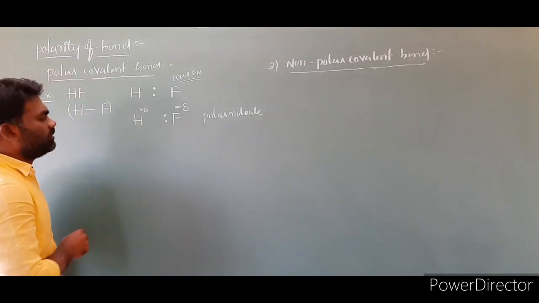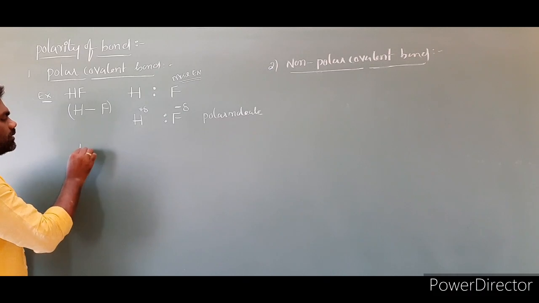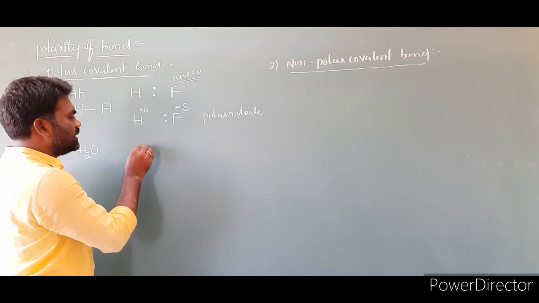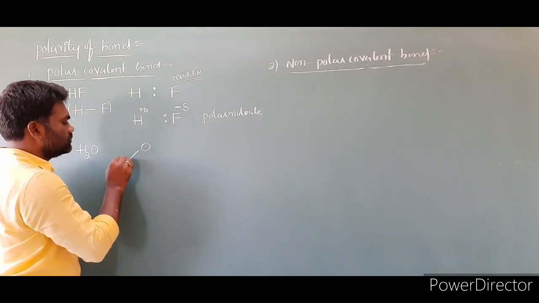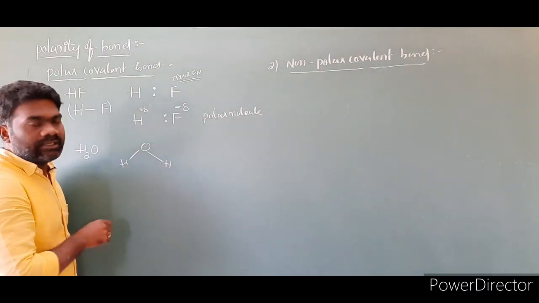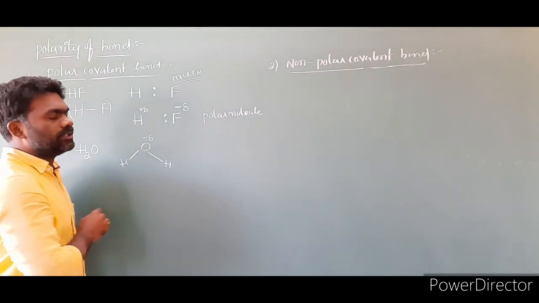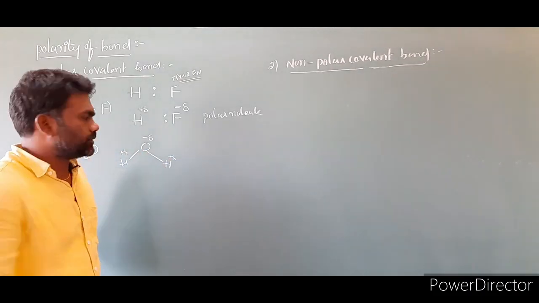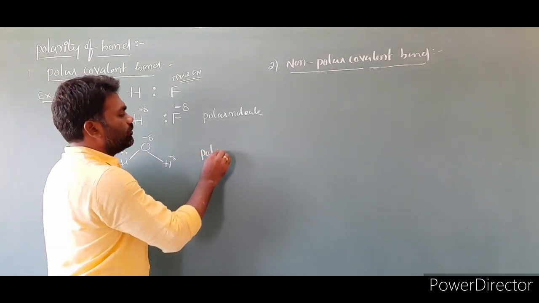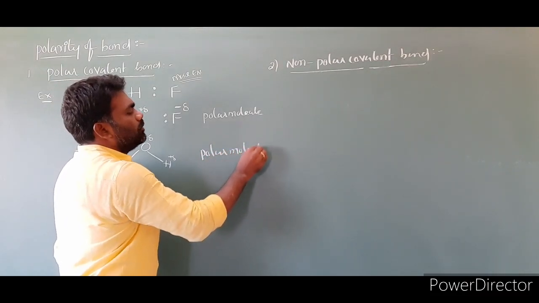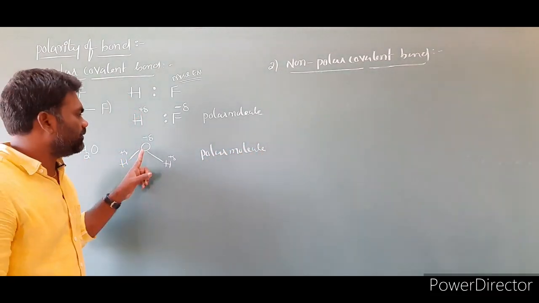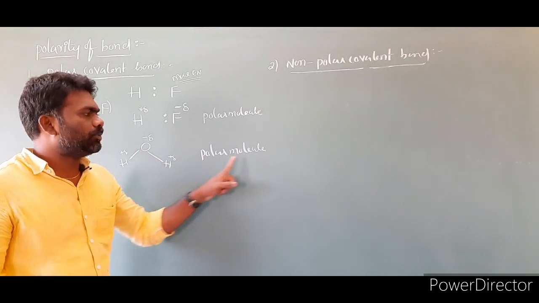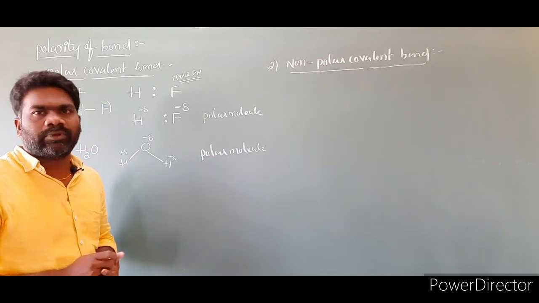Now let us take one more example for better understanding. I am taking the water molecule, H2O. Between the oxygen and hydrogen there is a bond like this. Clear? Here oxygen is the more electronegative element, so it has a partial negative charge, and hydrogen has a partial positive charge. So this is also a polar molecule. Water is a polar molecule. The bond between oxygen and hydrogen in water is a covalent bond, specifically a polar covalent bond, and this molecule is a polar molecule.